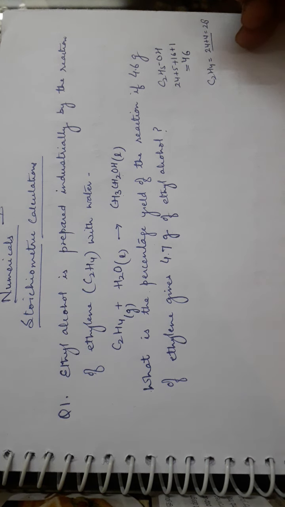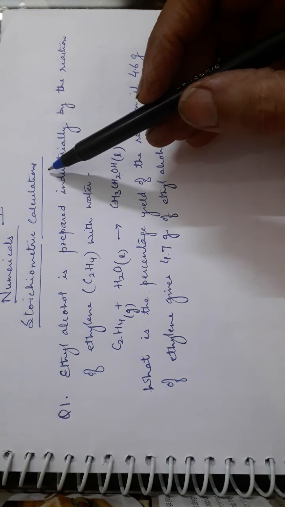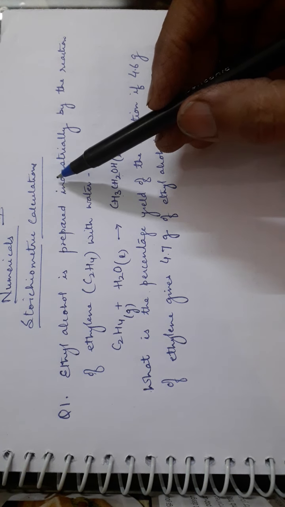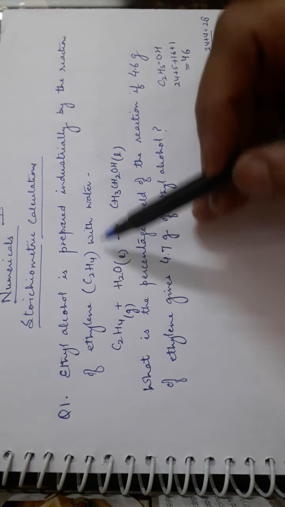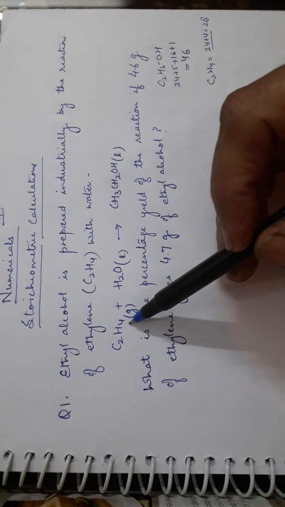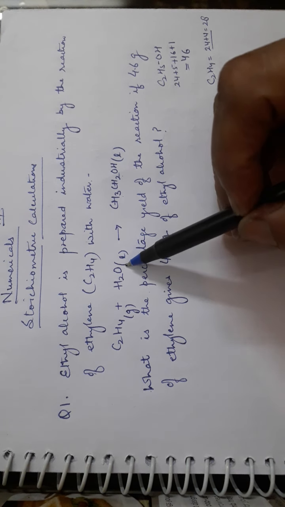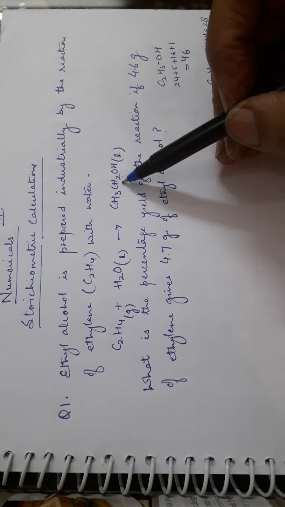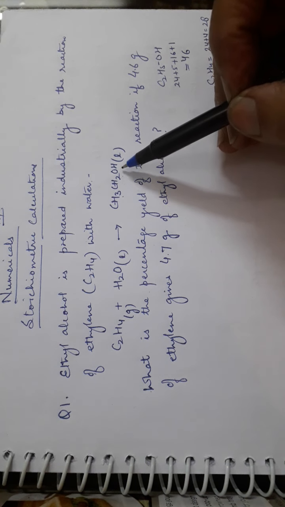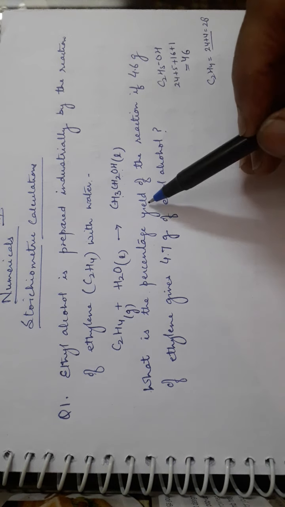Dear students, in continuation with stoichiometric calculations, here we take up a few more numericals. The question is, ethyl alcohol is prepared industrially by the reaction of ethylene with water. The reaction given is C2H4, that is ethylene, also called ethene, reacting with water, and it is giving us CH3CH2OH, that is ethyl alcohol, ethanol.